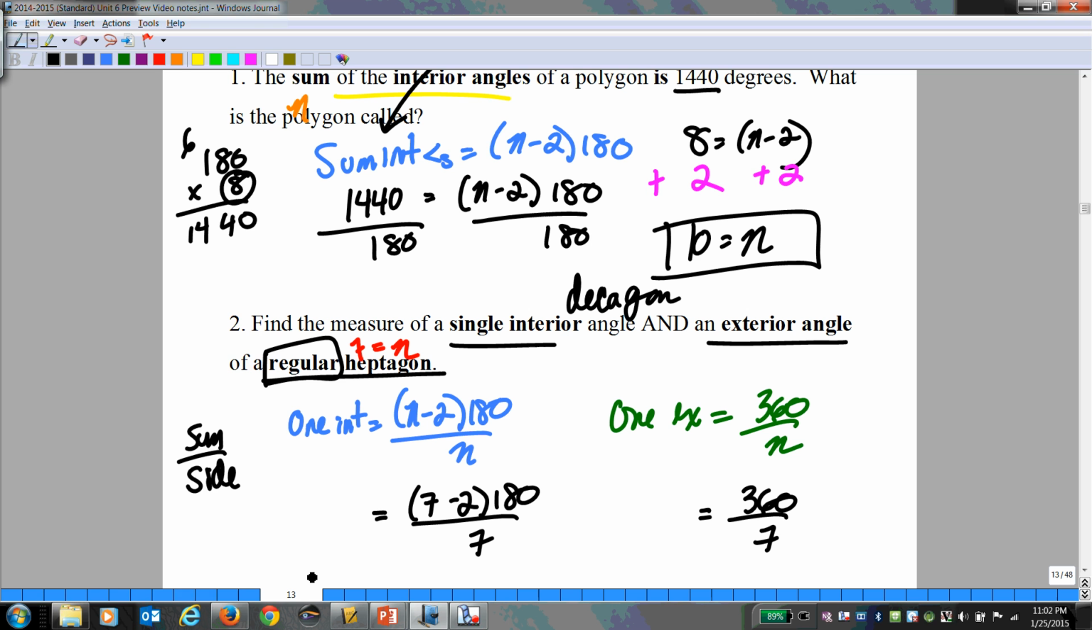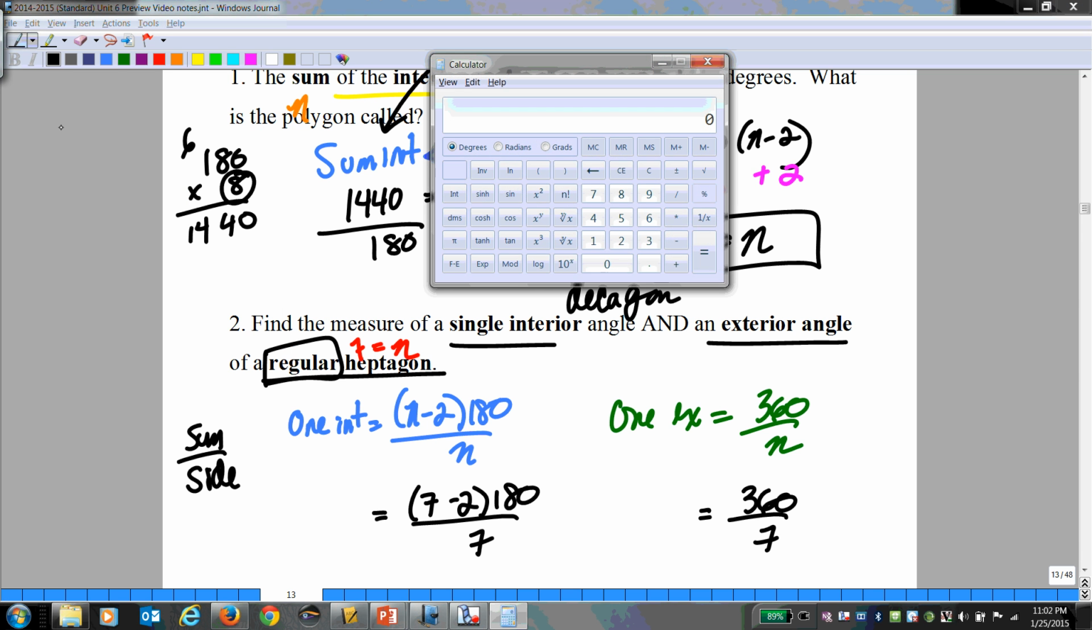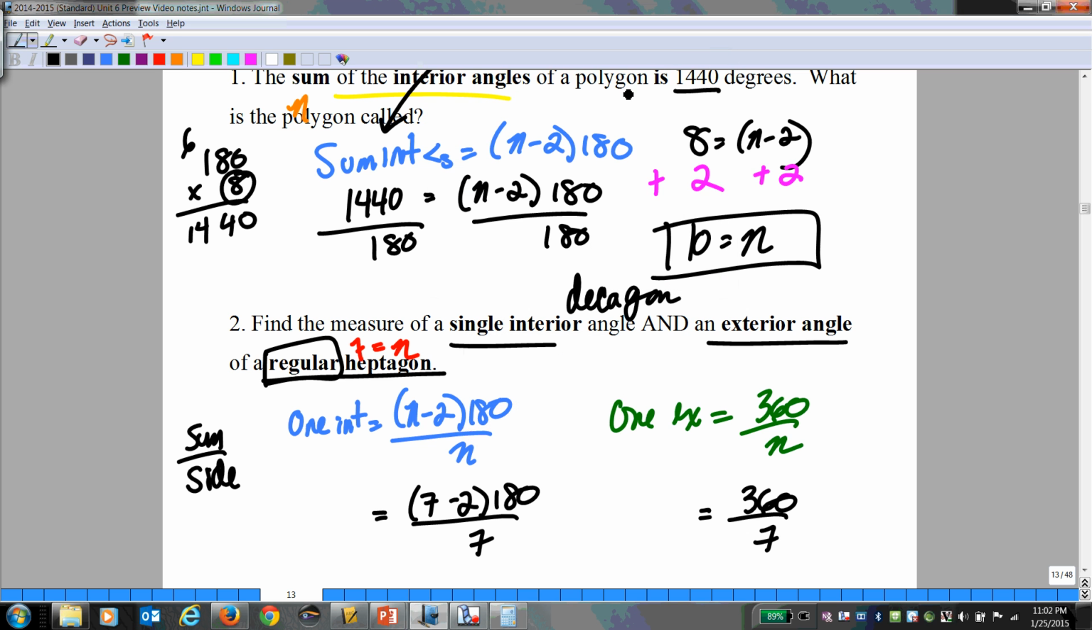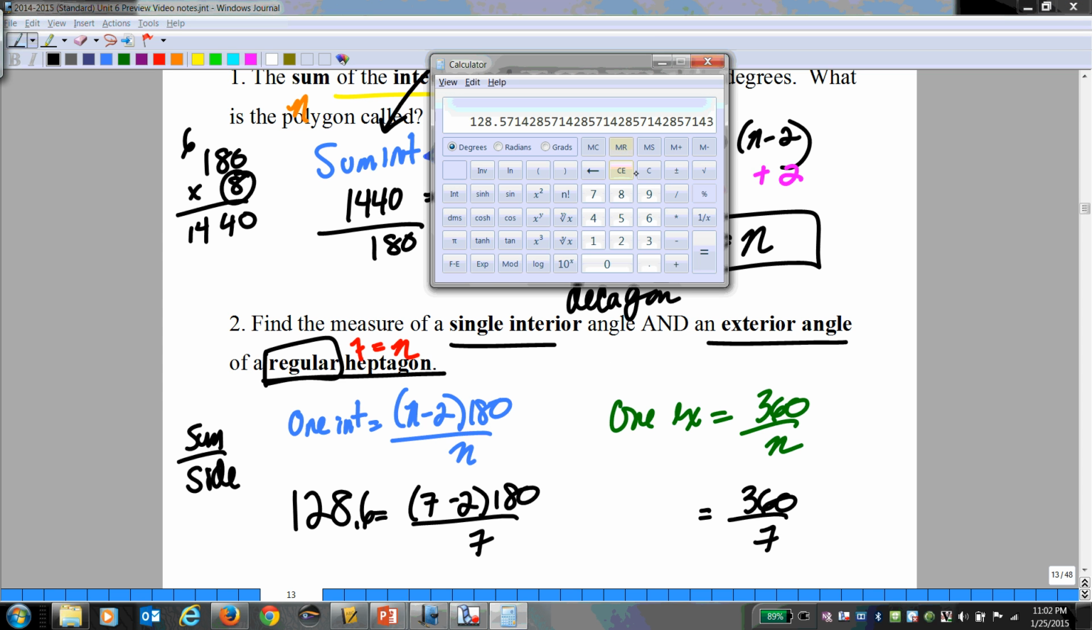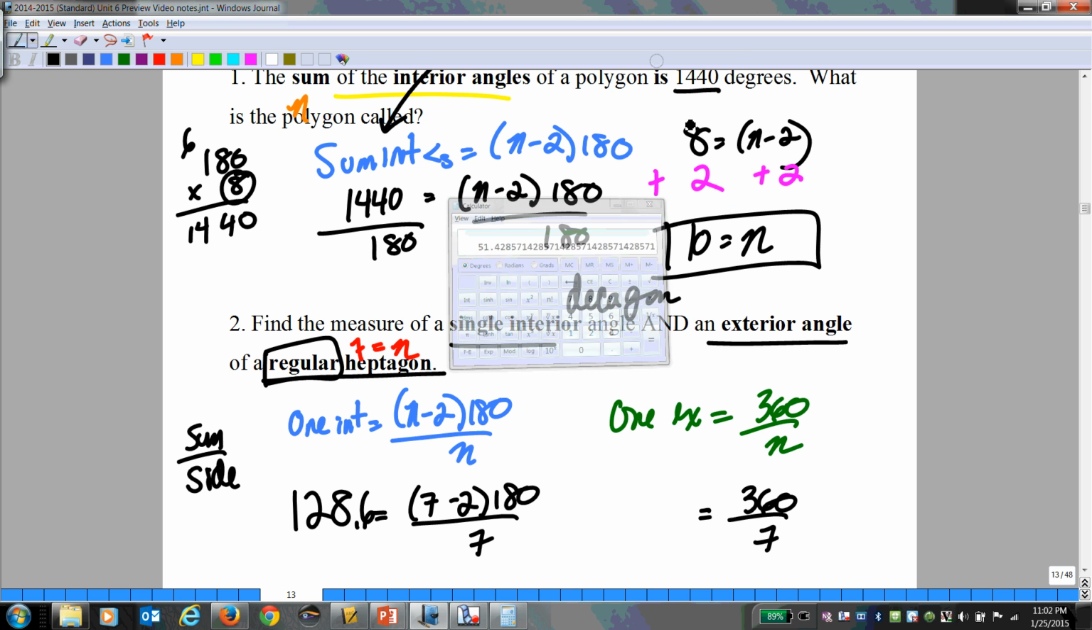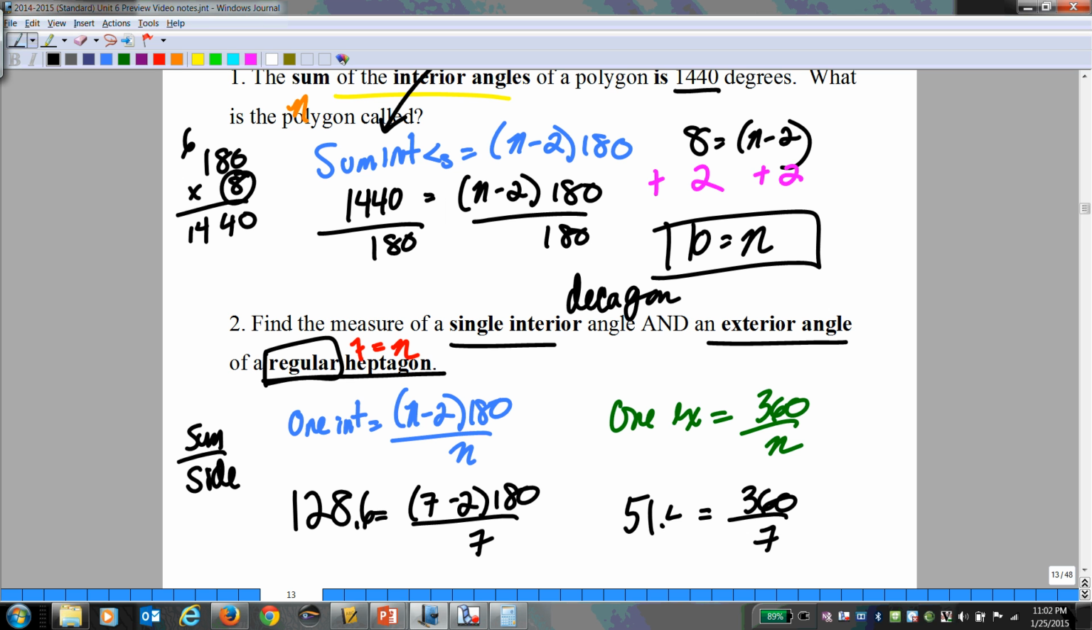At this point, once you do your plugins, you're welcome to get your calculators out. 7 minus 2 is 5, so I'm going to go 5 times 180. And I'm going to divide by 7. I'm going to round to the first decimal place, 128.6 is a single interior angle. An exterior angle is simply 360 divided by 7, and that's 51.4 degrees.